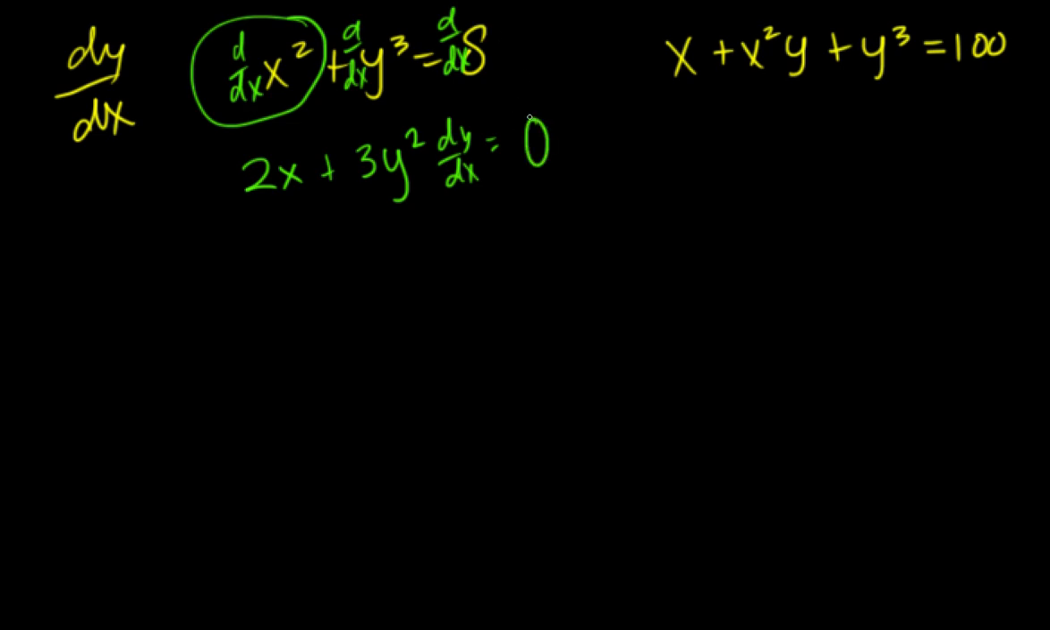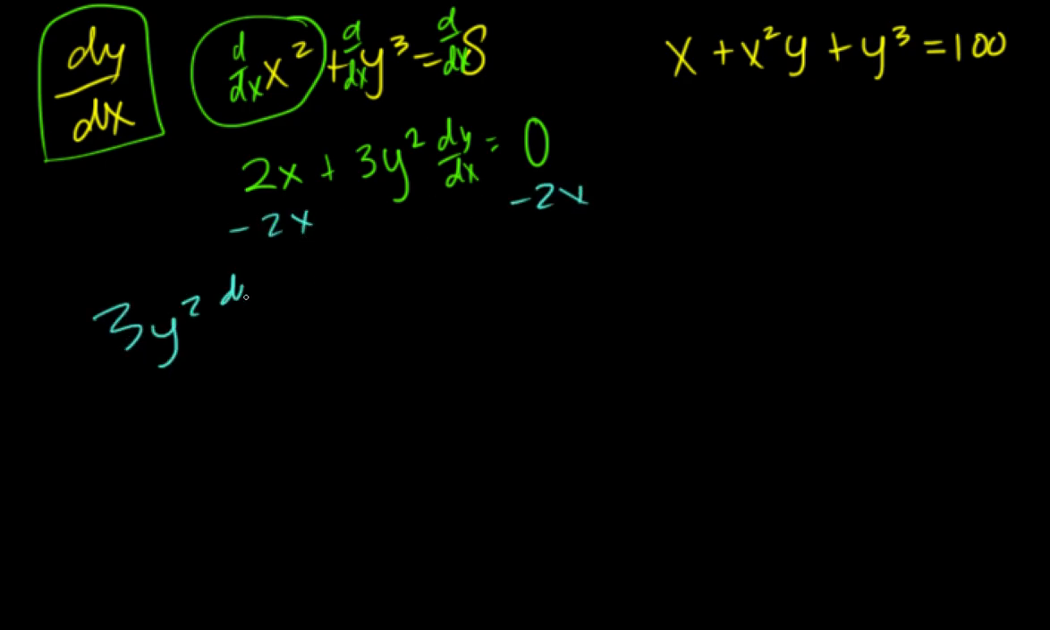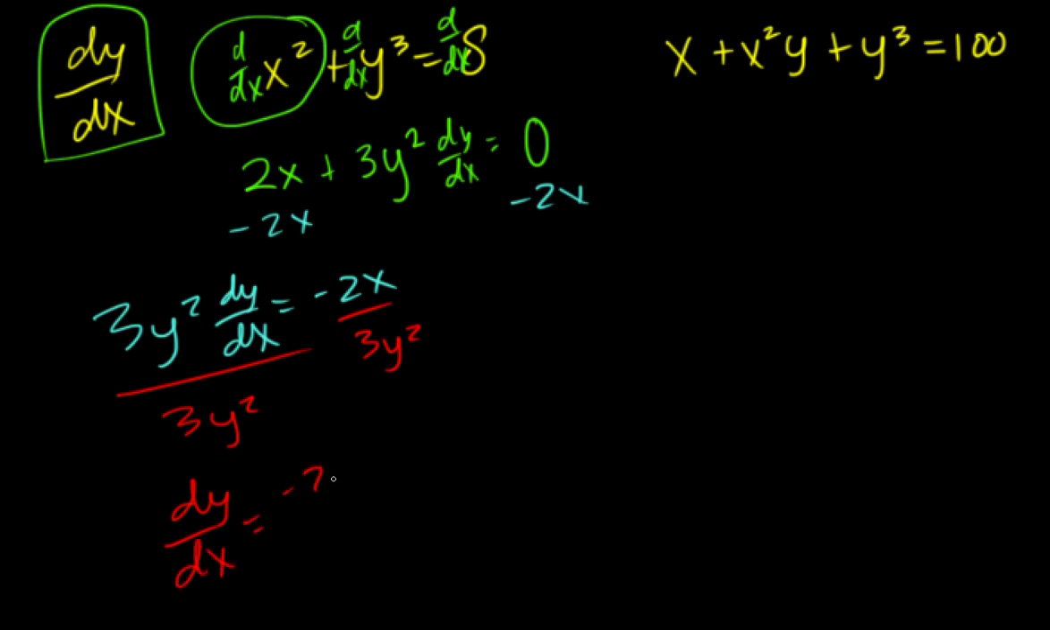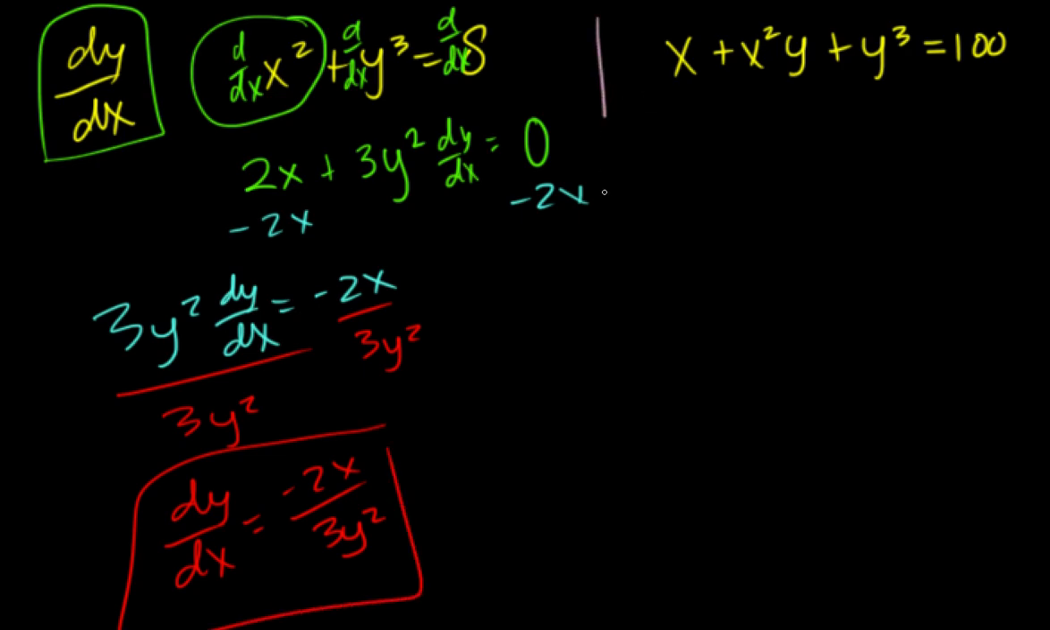Okay. And then what we want to do is solve for dy/dx algebraically. So we're going to treat it just like its own variable. So I'm going to first subtract 2x, and then divide by 3y squared. So we're left with dy/dx on this side, and that on the other side. Okay?